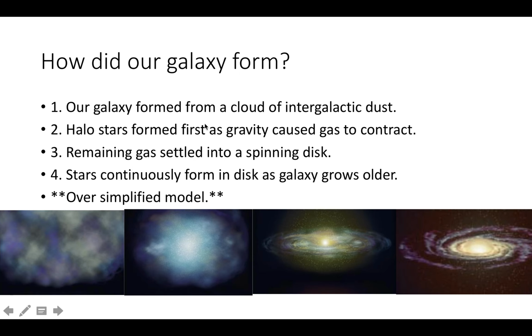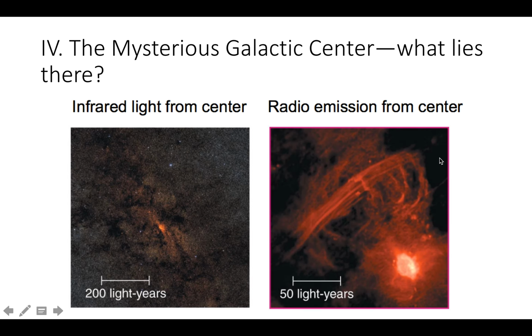So how did our galaxy form? This is a very simplified version. It formed from a cloud of intergalactic dust. Halo stars formed first as gravity caused the gases to contract. The remaining gases settled to the spinning disk, and then stars continuously form in the disk as our galaxy grows older. It's a very, very simplified model.